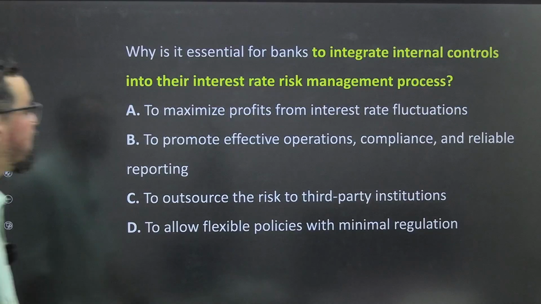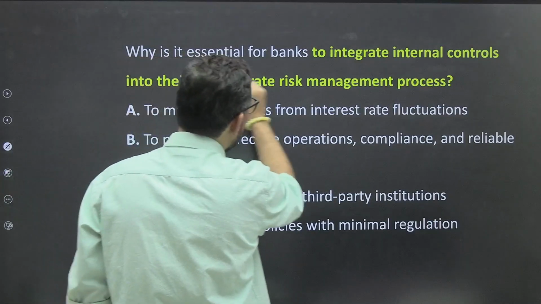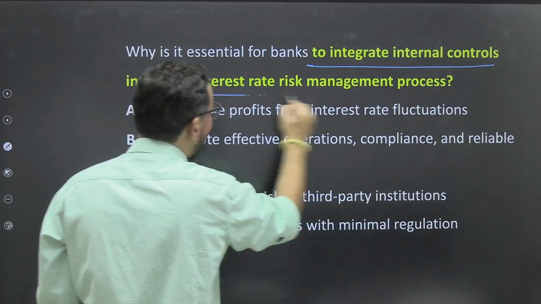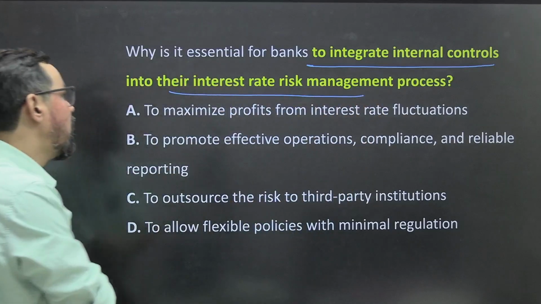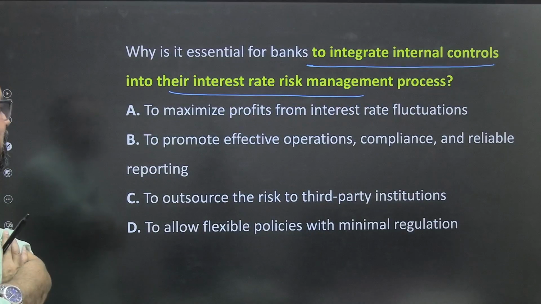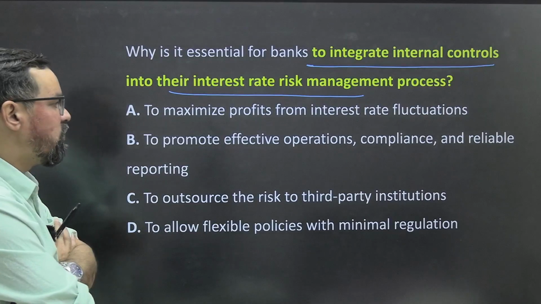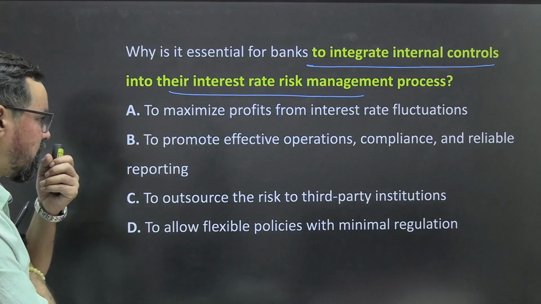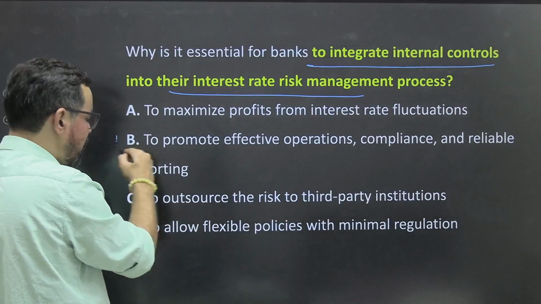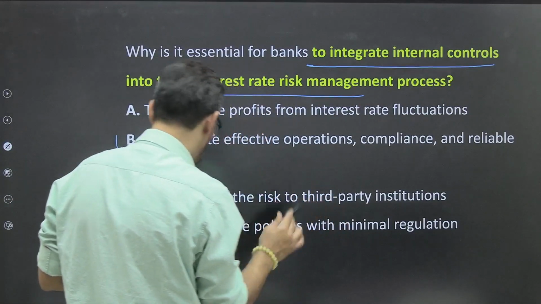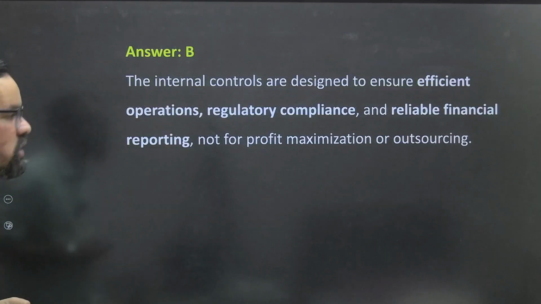Next one. Which of the following is essential for a bank to integrate internal control into its interest rate risk management process? To maximize profit from interest rate fluctuation, to promote effective operation, compliance and reliable reporting, or to outsource the risk to a third party. So option B should be the right answer for this particular one.